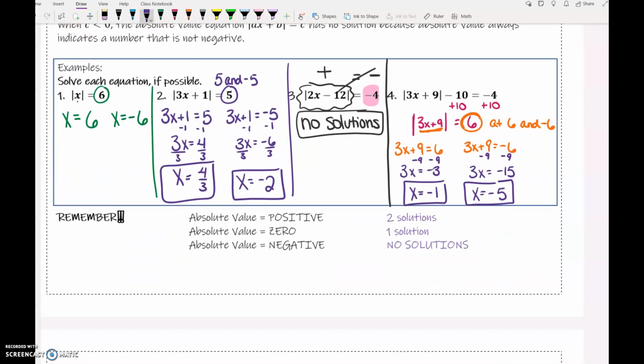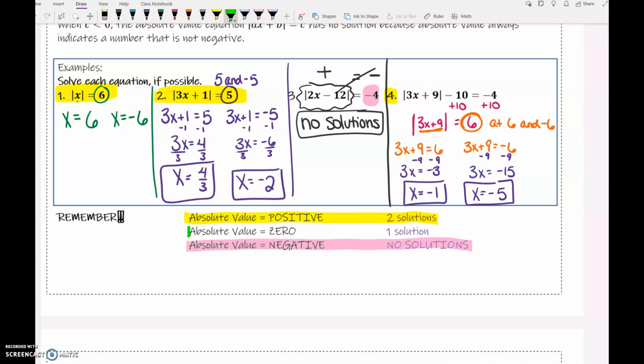If you have absolute value equals a positive number, you are going to end up with two solutions. That's what happened in number 1, number 2, and eventually number 4, because we did have absolute value equaling a positive number. If absolute value equals a negative number, there are no solutions because absolute value has to equal a positive number.